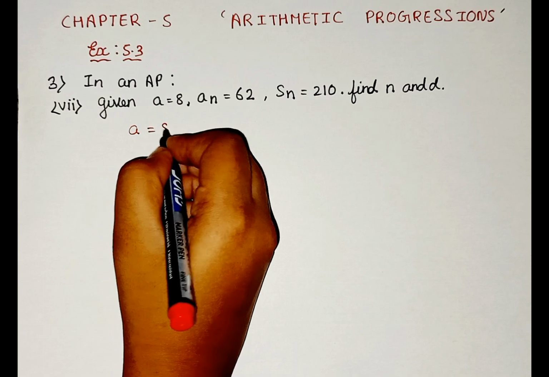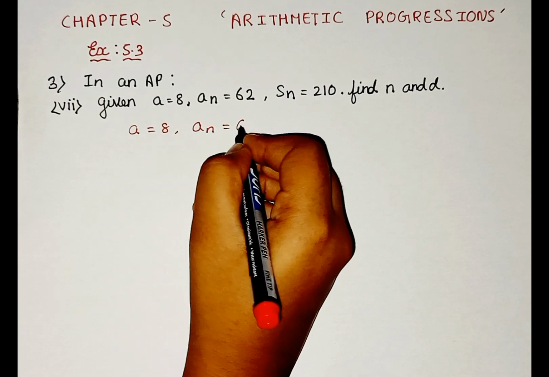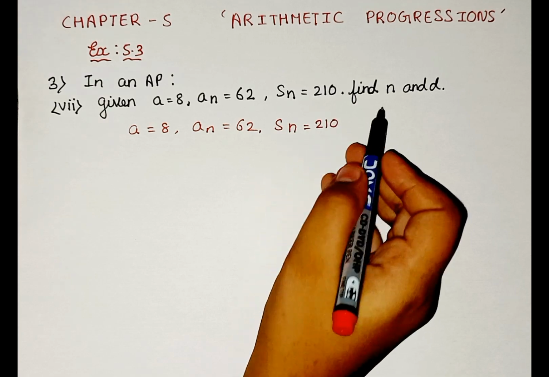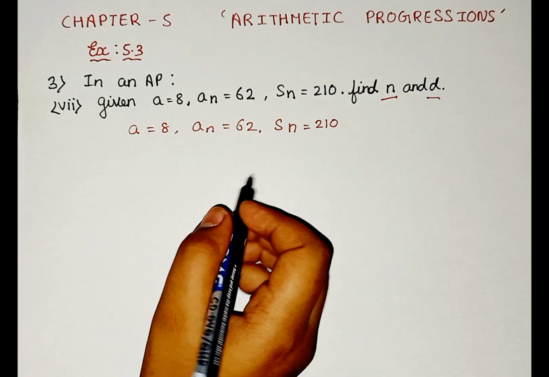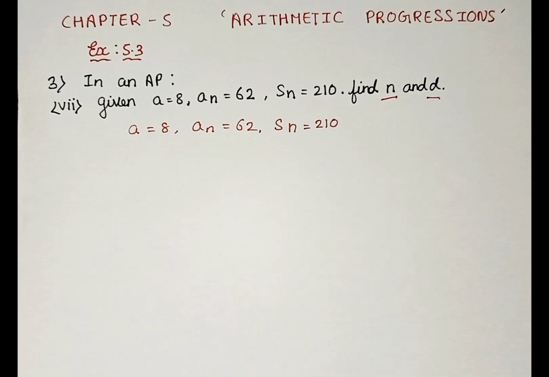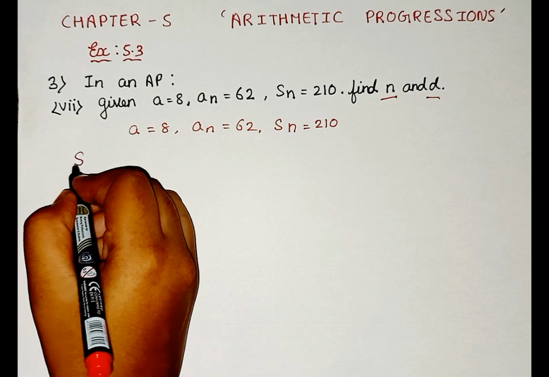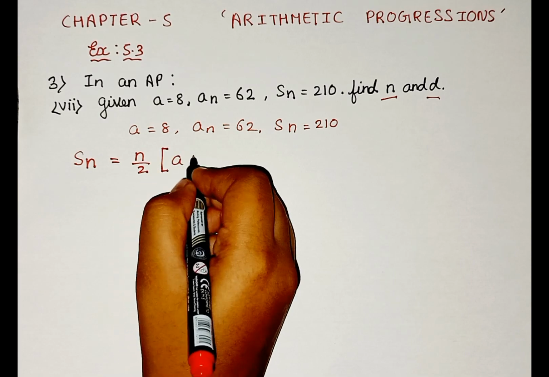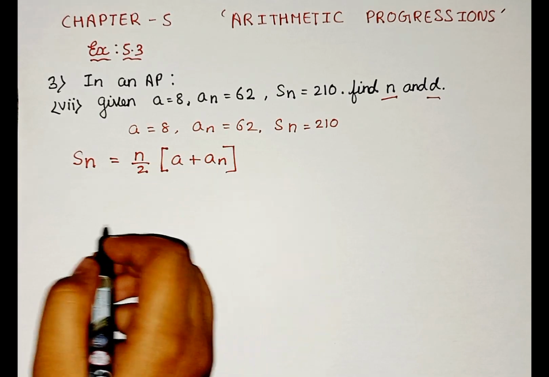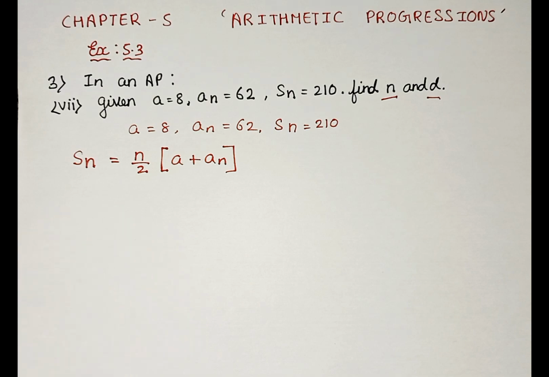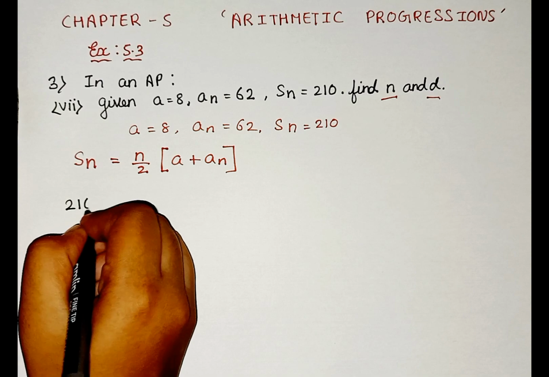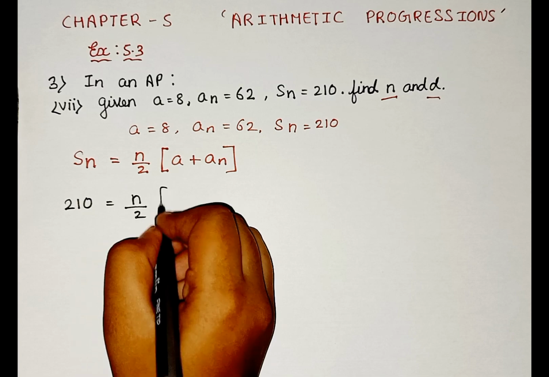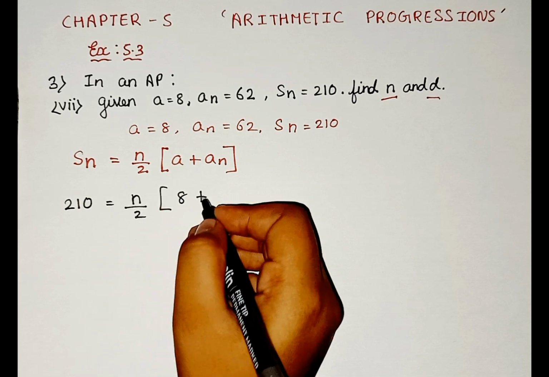Here we have the a value and an value, and we have the Sn value as well, but unfortunately we don't have the n value and the d value. That doesn't matter, we can actually find it. Since I have the Sn value, I am going to apply the Sn formula. Sn is equal to n by 2 into bracket a plus an. So what is the Sn value? The Sn value is 210, equal to n, which we don't know, times the a value, that is 8, plus the an value, 62.